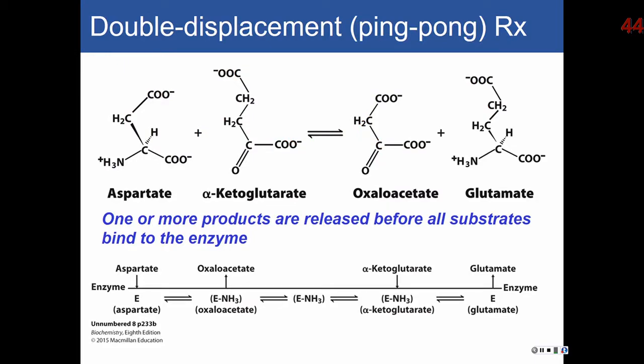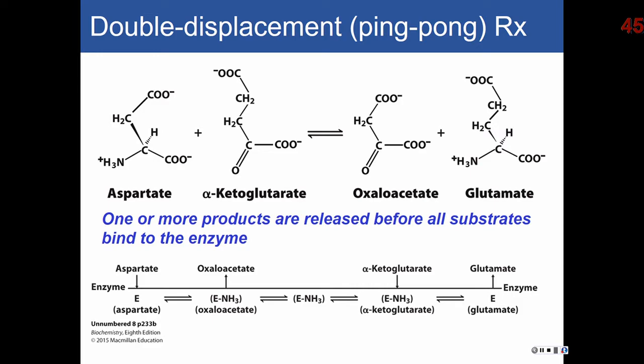When we've got a double displacement, this can also be considered a ping-pong reaction. You might hear that weird term at some point. But in a double displacement, you have this type of example. You've got aspartate and alpha-ketoglutarate, which go to oxaloacetate and glutamate. So one or more products are released before all substrates are bound to the enzyme. So you've got your enzyme, it binds aspartate, and then you release oxaloacetate, and then you end up having binding of alpha-ketoglutarate and release of glutamate. So it's almost like two separate reactions, but they consider them as a single reaction.